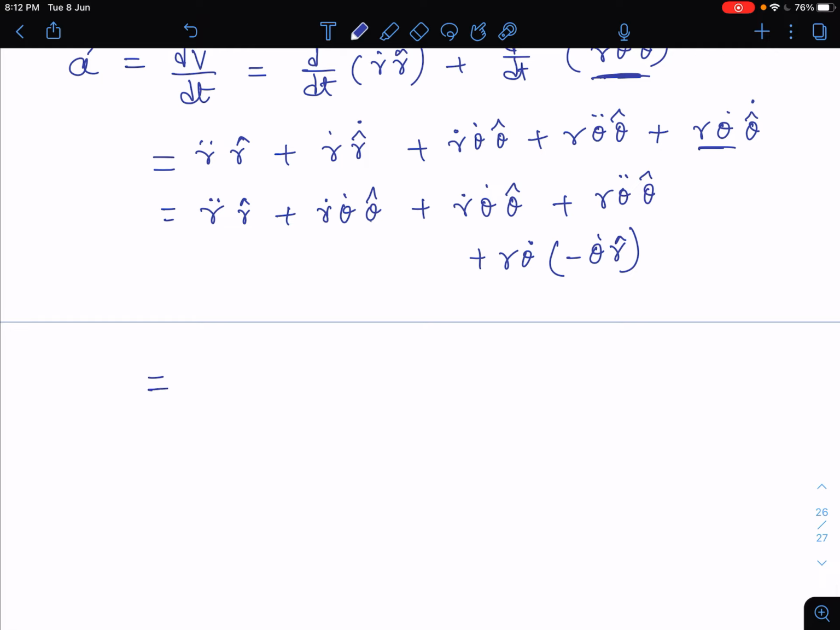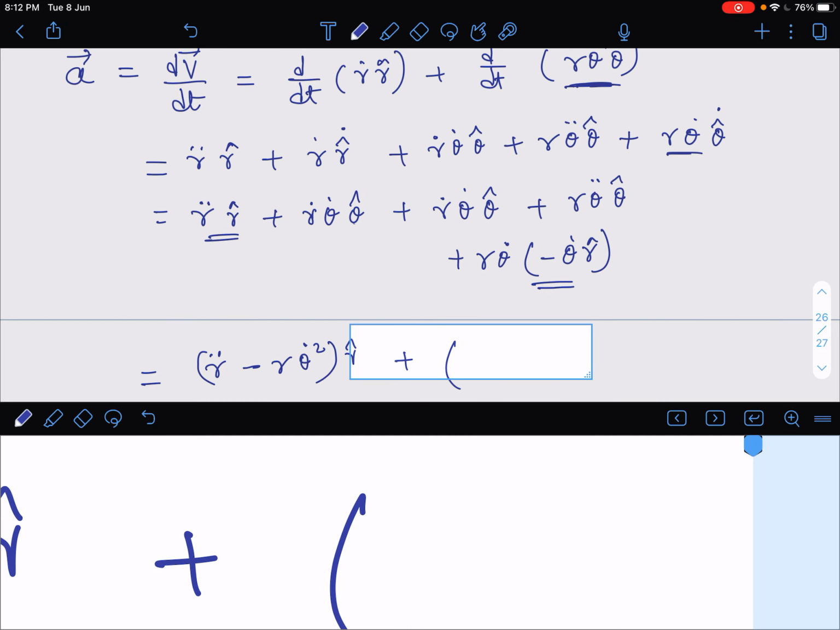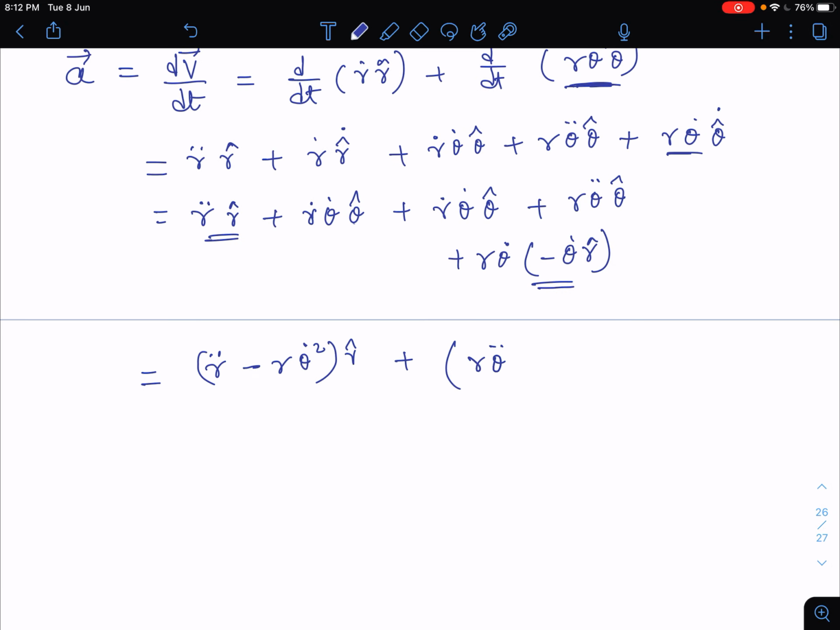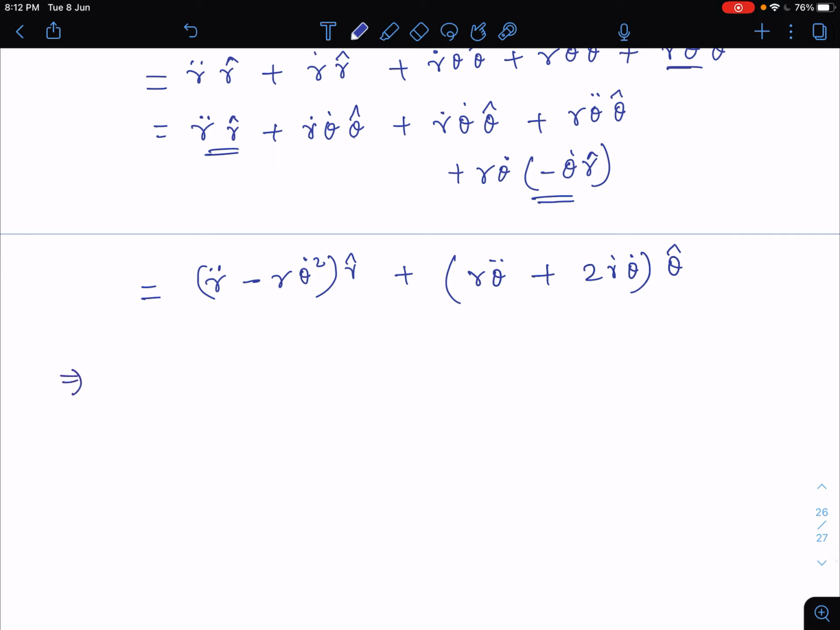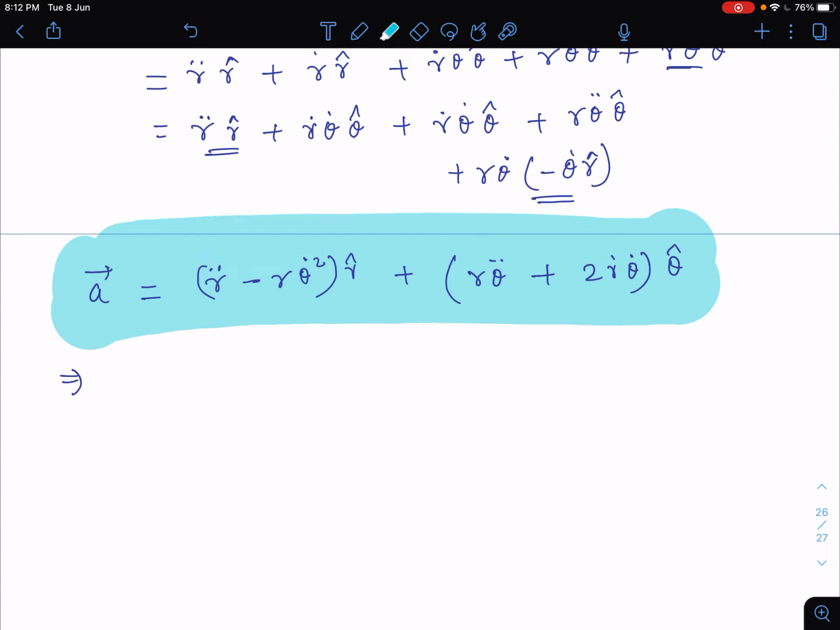So upon separating the r cap part and the theta cap part, we are left with r double dot minus r theta dot square, times r cap, and then r theta double dot plus 2 r dot theta dot, times theta cap. So that is our acceleration expression.